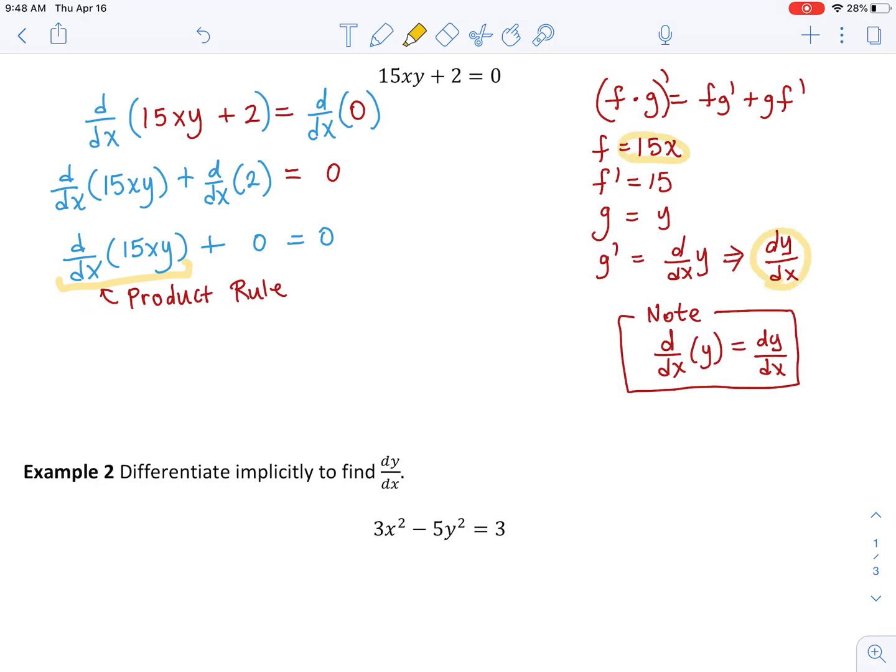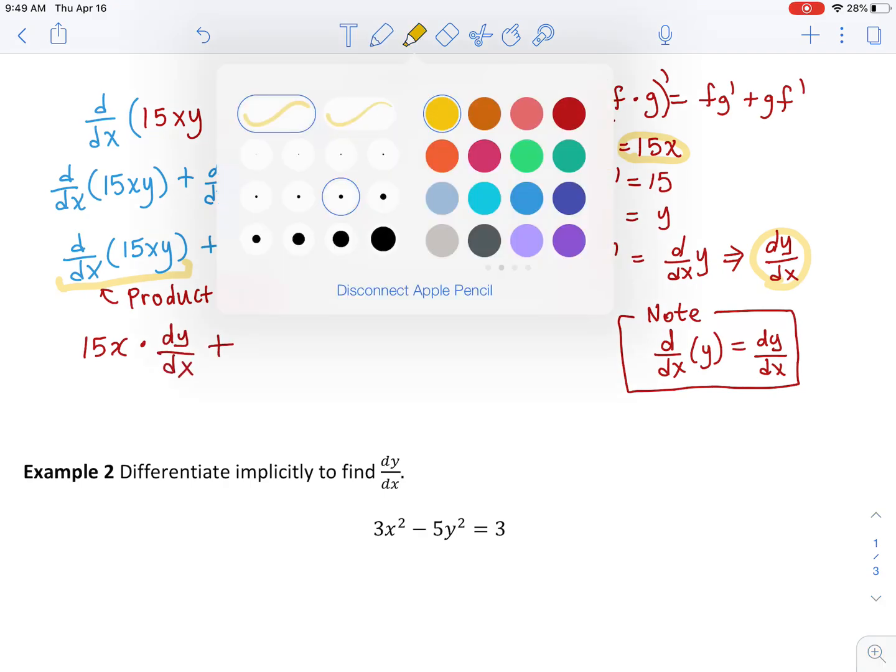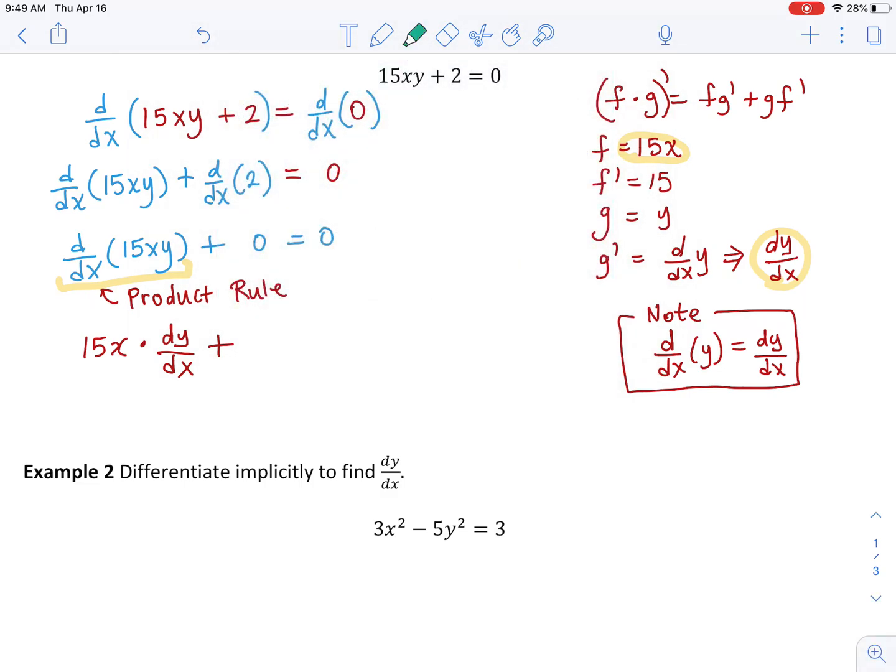So let's use the product rule. I need f times g prime first. If I write that, that's going to be 15x times what? dy/dx. Plus, now what's next? I'm doing g times f prime. So 15 times y, that will give me 15y. And remember, the rest of them were just 0. So just set those equal to 0.